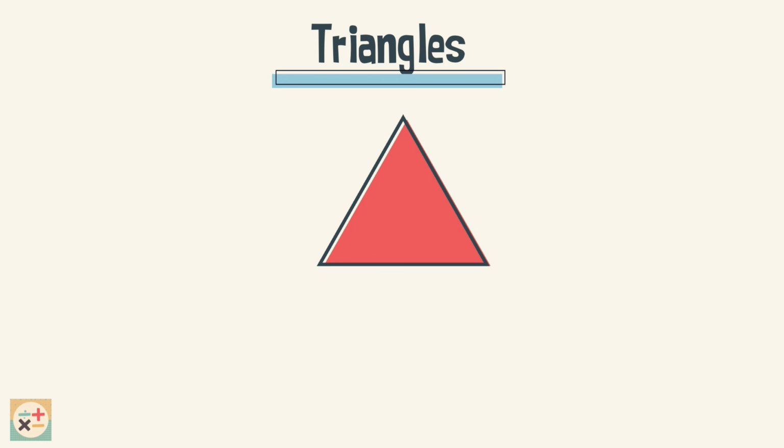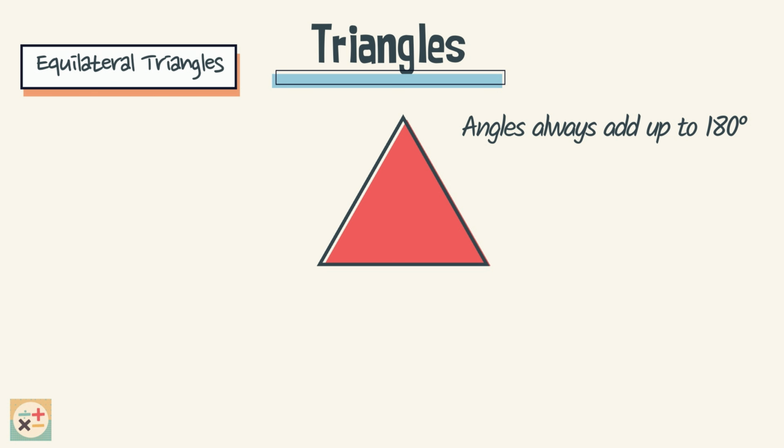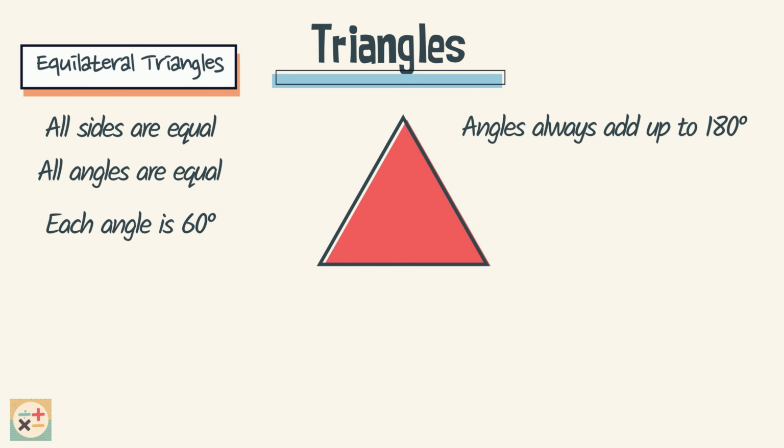Let's start with triangles. First rule: the angles in a triangle always add up to 180 degrees. Now the main types you need to know. Equilateral triangle. All sides are equal. All angles are equal. Each angle is 60 degrees.